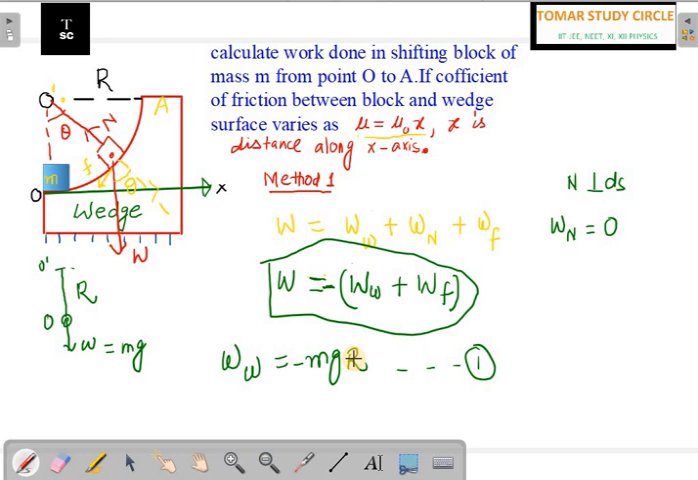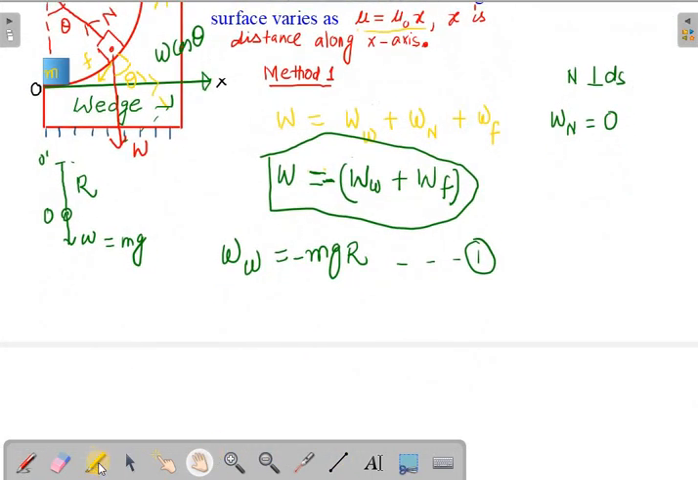Now we want to calculate the work done by frictional force. If you see here, the weight W can be broken into two components. This is W cos theta that acts opposite to N. Hence we can write N will be equal to W cos theta, or that can be written as mg cos theta.